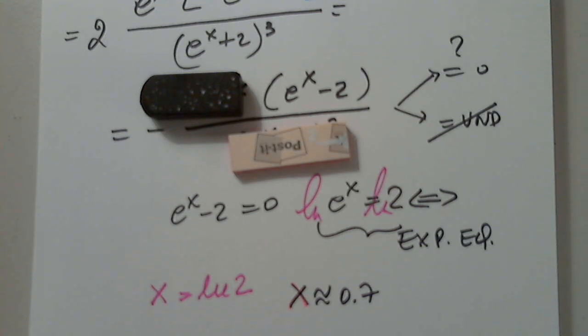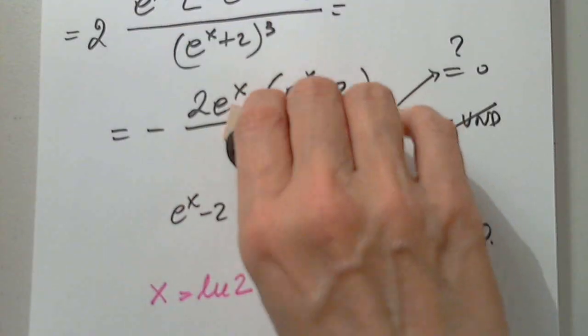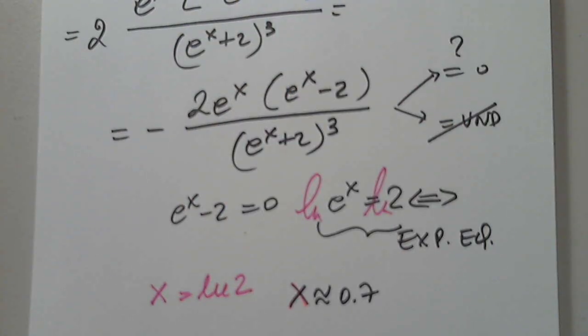And all I want to do is plug in a number to the left of 0.7, like -5, and a number to the right of 0.7, like 15. Excellent. So to the left of 0.7 is positive.